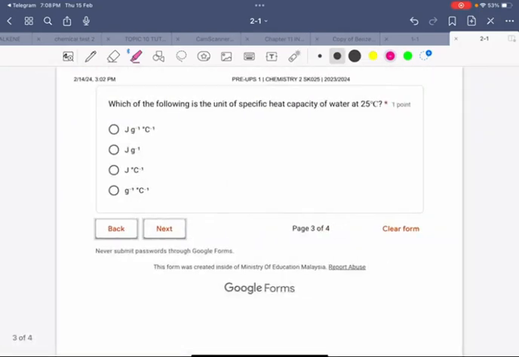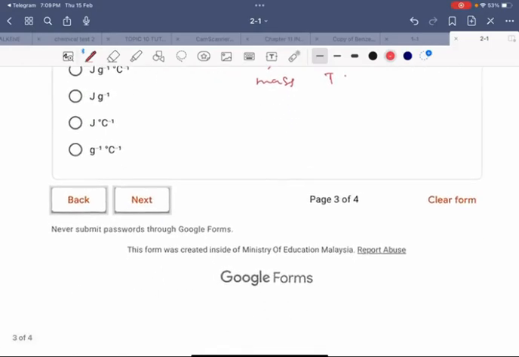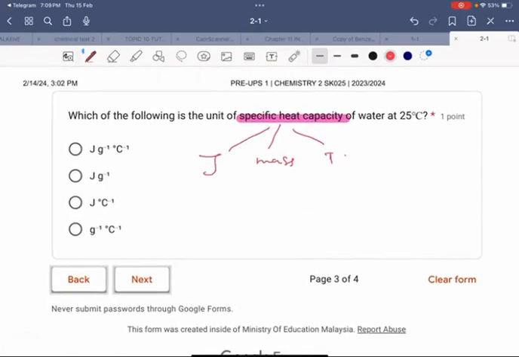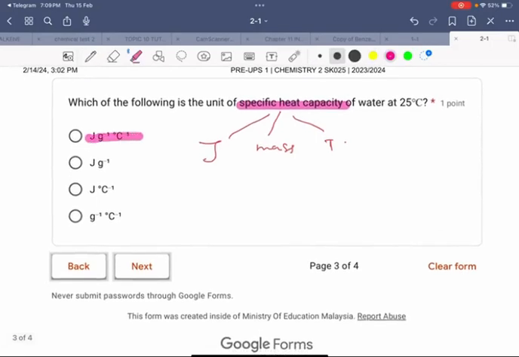Okay, the last question. Which of the following is the unit of specific heat capacity? Specific heat capacity relates to the mass and also the temperature, and involves energy. So the answer is joule per gram per degree Celsius. It's done.